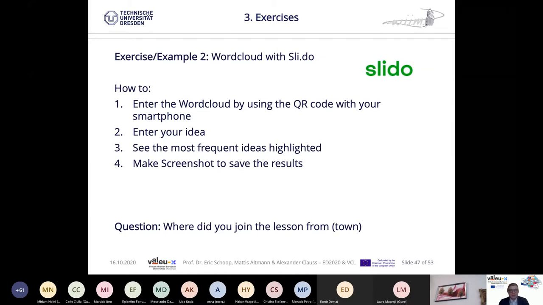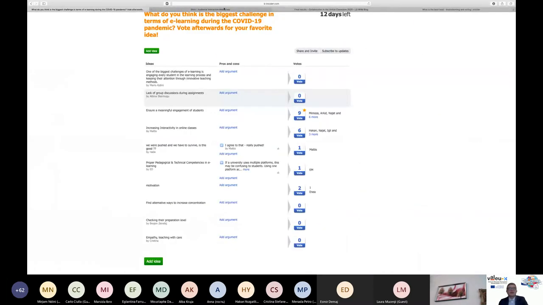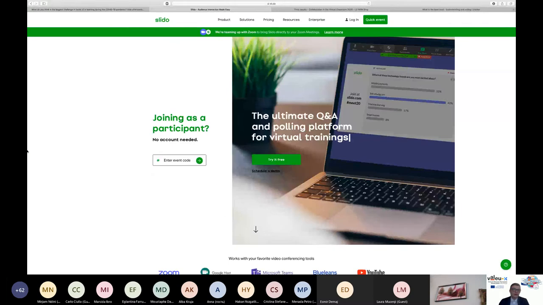And a final thing, what I really like, is the word cloud feature. So you just enter the idea, see the most frequent ideas highlighted, make a screenshot to save the results. And I would say, let's try it out. So I will move to Slido again. It's here. So, and I will show you how fast it goes. So I launch a quick event.